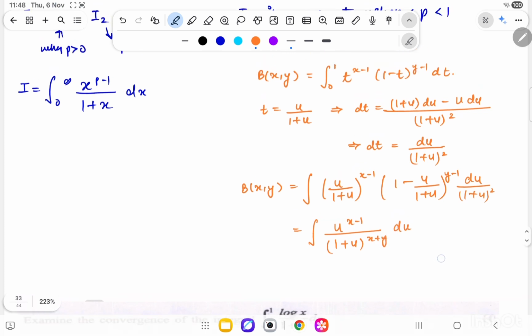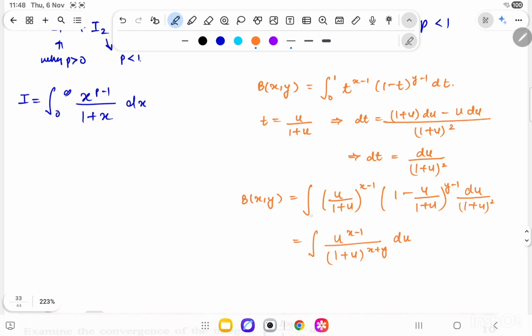So when t is 0, my u will also be 0, but when t is 1, let's just see what our u will be. So it will be t times (1 plus u) equals u. So t equals u times (1 minus t). So from here our u will be t divided by 1 minus t. So when our t is 1, our u will basically approach infinity. So this is the integration from 0 to infinity.